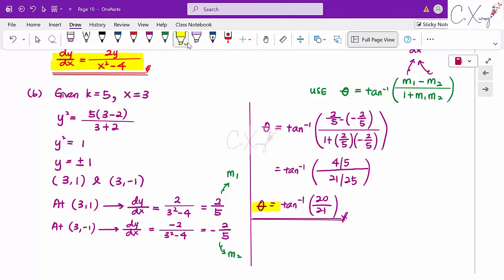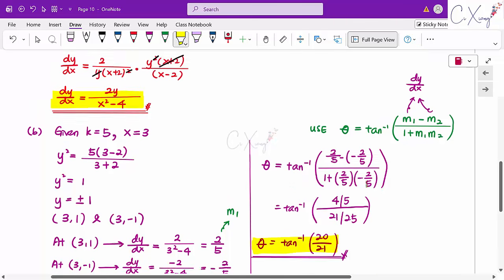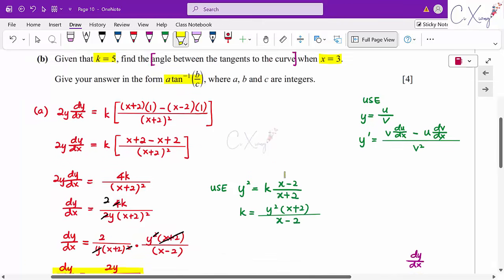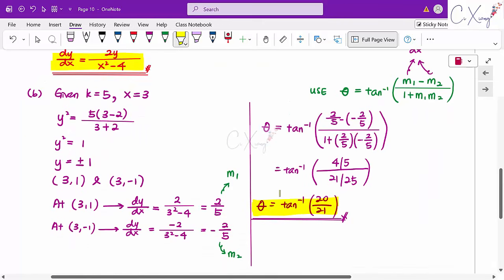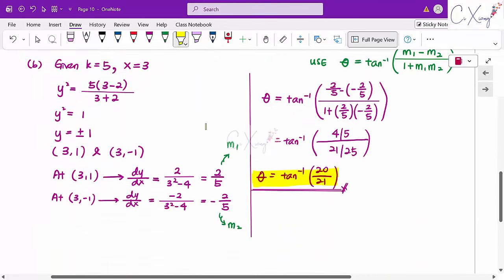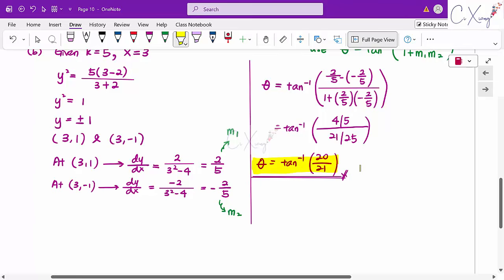Okay, so this is how we get the angle between two tangents or angle between two straight lines. Alright, then let's double check and see does this fulfill the final answer that we want. They are saying that we are having A tangent inverse B over C, where A, B, and C are integers. So compared with our answer here, our A is basically 1. We are having 1 tangent inverse B over C. B is 20, C will be 21, which fulfills the pattern of the question that they want. Right, so this is how we answer question number 10.